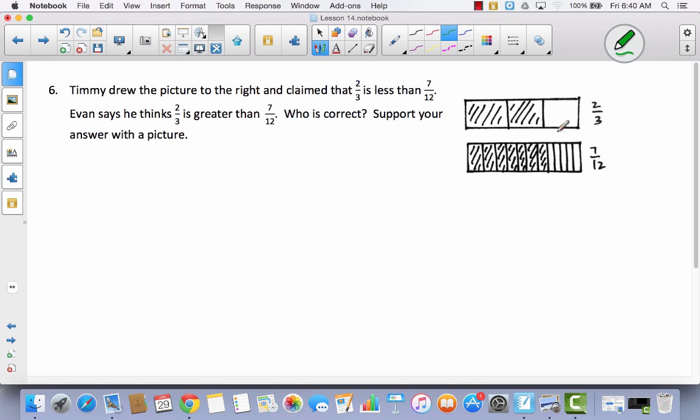Well, when you look at the model, it's kind of hard to tell which one is shaded. It almost looks like 7/12 is a little bit bigger. But I'm thinking, is there something that we could do to the numerators or the denominators to get them the same? Well, there's nothing I can do to 2 to get to 7, but what if I took these thirds and divided them into 4 parts so that they were 12ths? So what if I did this? Come through here and I did this. Divide each one into 4 parts.